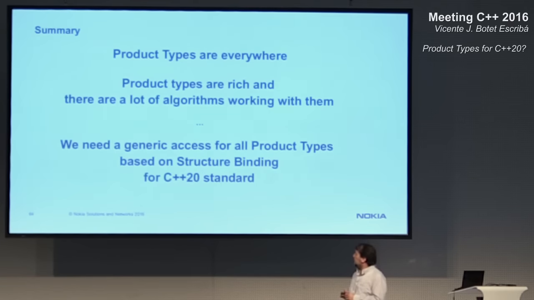Then, just to finish, product types, I would say, are everywhere, are very rich, with a lot of algorithms that apply to them. And in order to make it possible to have this in the standard, we need a unique and generic interface to them so that we can build on top of that. That's all.